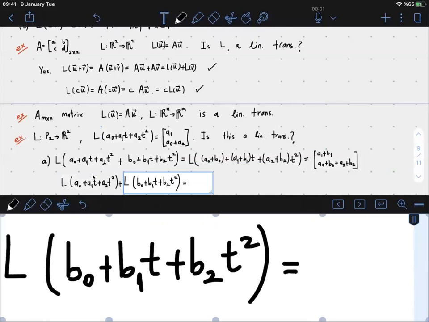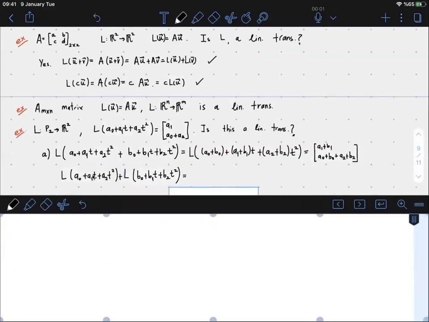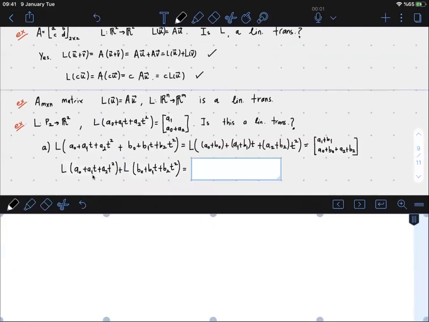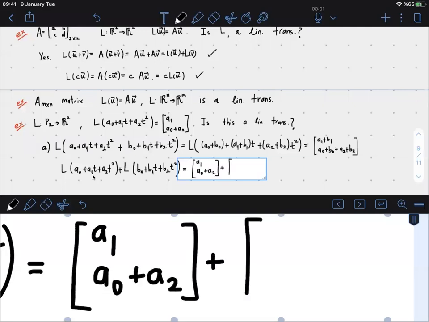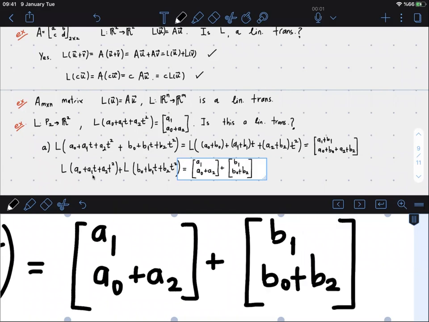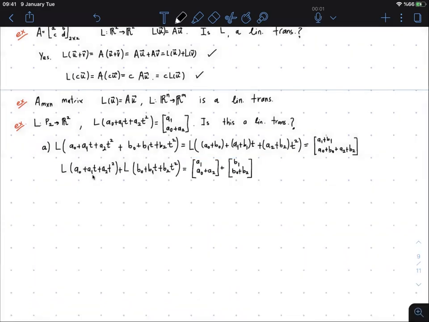So what is this first guy? First guy is, in the definition, A1, A0 plus A2. What is the second guy? Second guy is B1, B0 plus B2. Are they equal? Yes, they are equal, right?